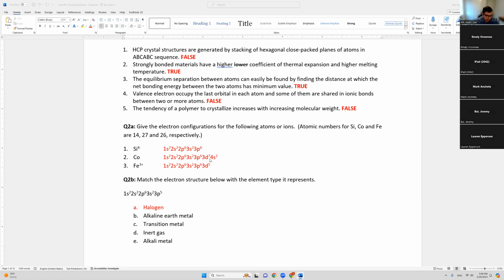Okay, match the electron structure below with the element type it represents. This ends with 3s2 and 3p5. So this is a 7A group element, and it's a halogen material.